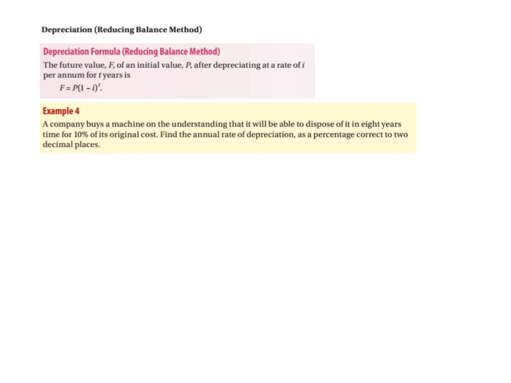Okay, so again, we've got to look at our F, our P, our I, and our T, and see if we can actually work out what these things are. So straight away, we can see here that we know what our T is. It's going to be 8 years, so T is equal to 8. We have that from the information.